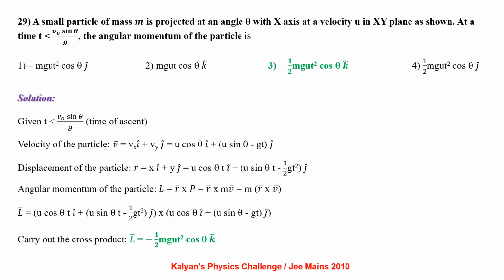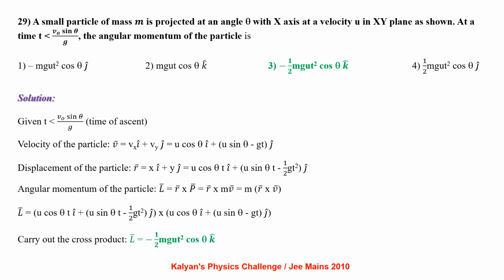A small particle of mass m is projected at an angle theta with the x-axis at a velocity u in the xy plane as shown. At a time t less than v0 sin theta by g, the angular momentum of the particle is. Given t less than v0 sin theta by g, the v0 sin theta by g is nothing but the time of ascent. So we are asked to calculate the angular momentum of the particle before it reaches the maximum height.